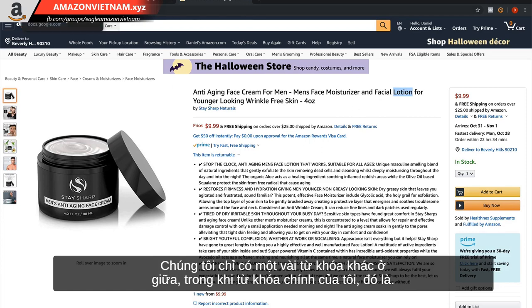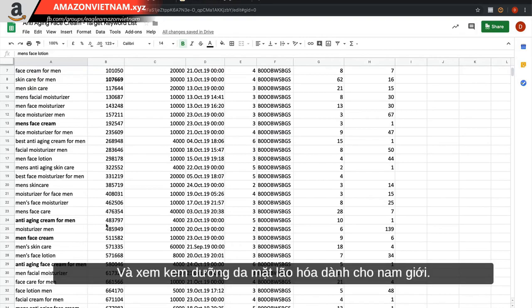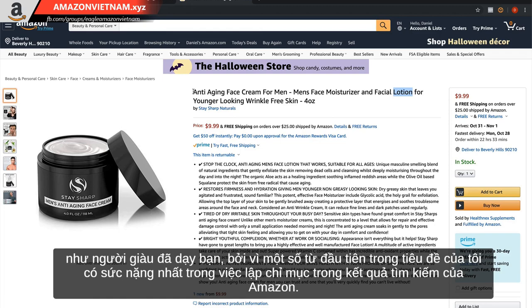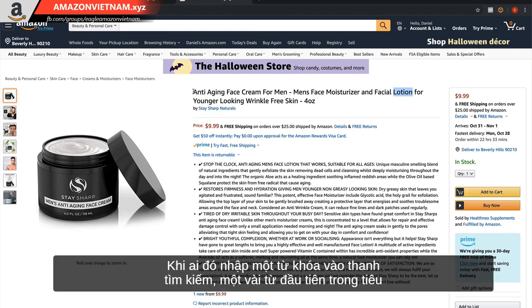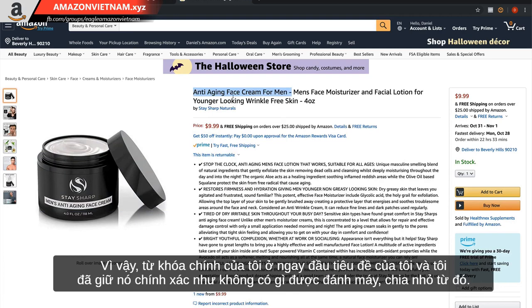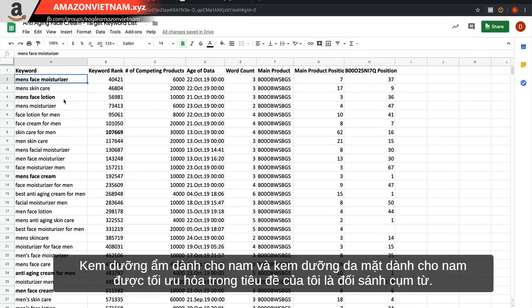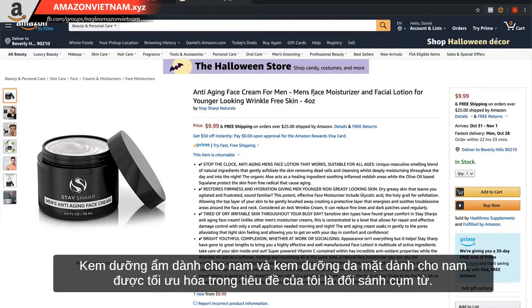Whereas my main keyword, which is anti-aging face cream for men, I want to keep exactly as it's typed. This is known as an exact match keyword. And I want that at the start of my title, as Rich taught you, because the first few words in my title carry the most weight in indexing in Amazon search results. When someone enters a keyword in the search bar, the first few words of your title are considered to hold the most weight in generating that result. So my main keyword is right at the start of my title, and I've kept it exactly as it's typed, nothing breaking up that word. And then my secondary terms, men's face moisturizer and men's face lotion, are optimized within my title as phrase match.